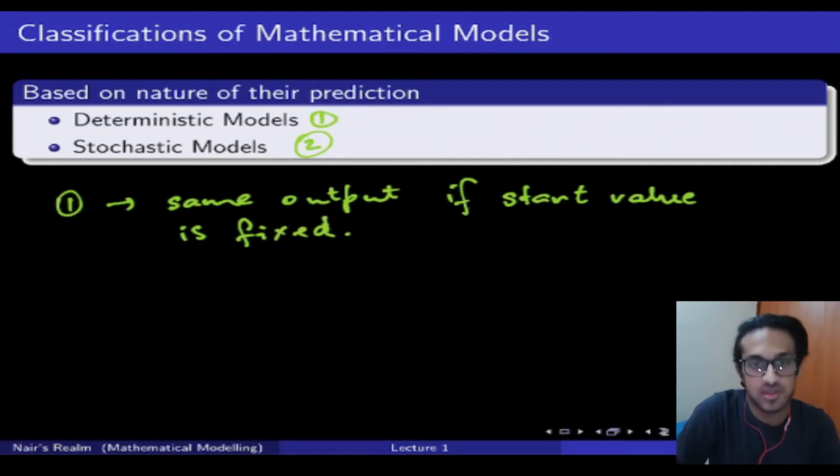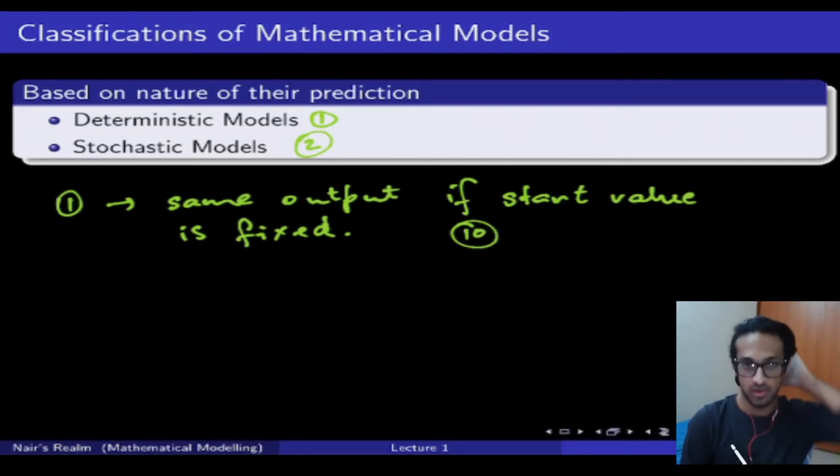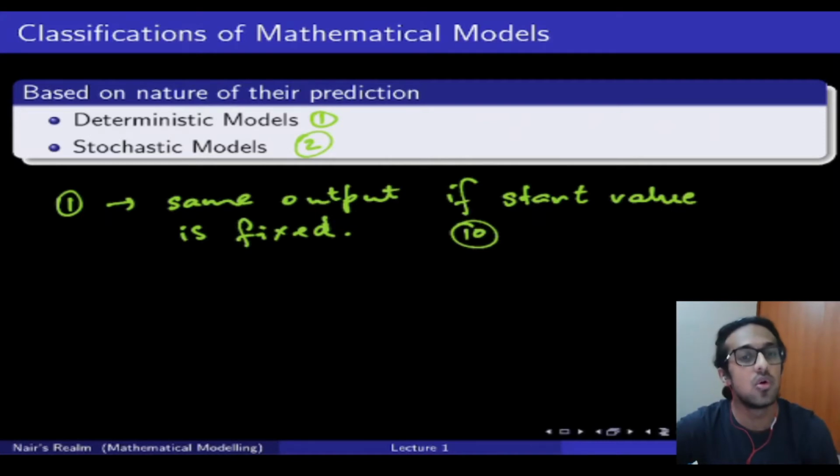So what I mean by this is, if the number of people in the store is, let's say, 10 before I reach, then my model, the deterministic model of how long it takes for me to go to the store and come back, will always give me the same value. It will always tell me the exact same number for how long it took, as long as the initial number of people in the store is fixed.